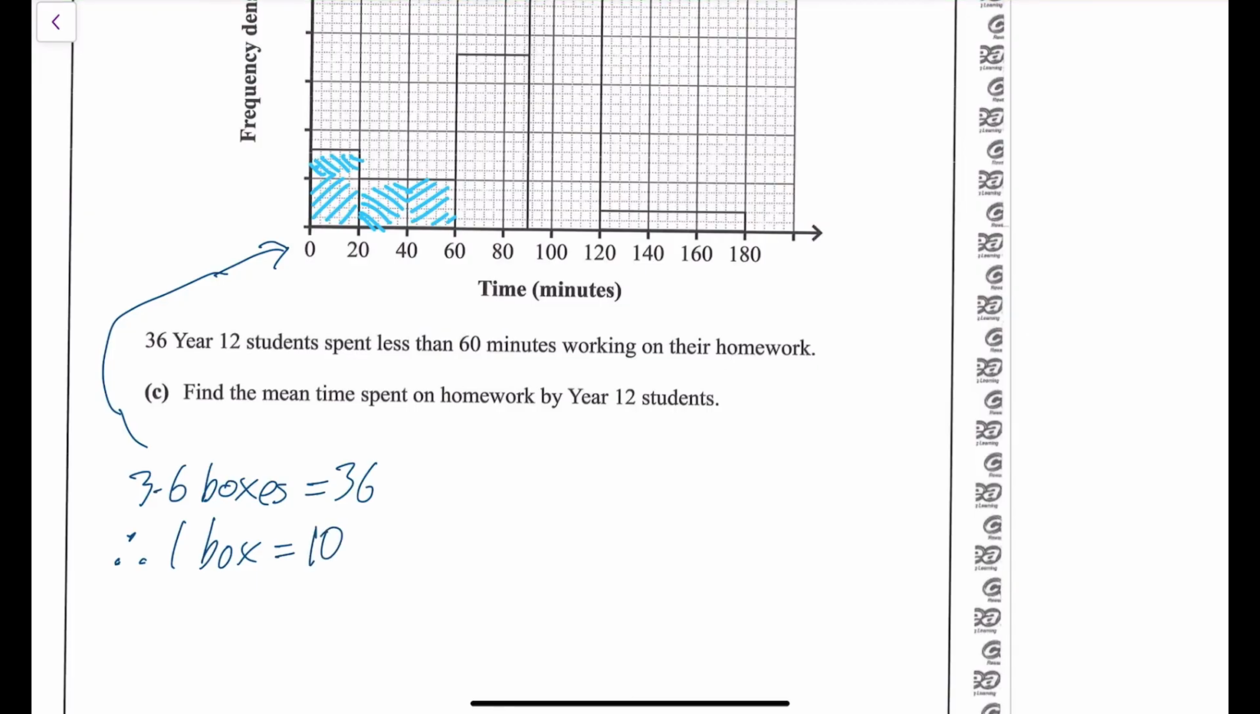Okay, that means that's going to be equal to 10. So here, that's what one box is equal to. We need to work out the frequency density. So that's 20 times what gives you 10? 20 times 0.5 would give you 10. So that's how I've worked out that this is 0.5. Okay, so that's a wee bit of a mess really, how I've worked it out, but that's 0.5.